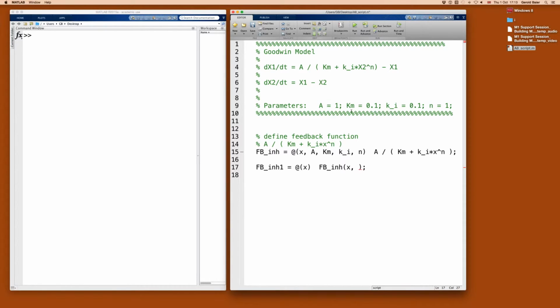Should we start by giving the parameters that we were given up here? So a is 1, km is 0.1, next ki is 0.1, and n is 1. I think we'd also like to see what happens when n equals 2, so I'm just going to copy and paste that line, call it something new, feedback inhibition 2, and set n to 2.